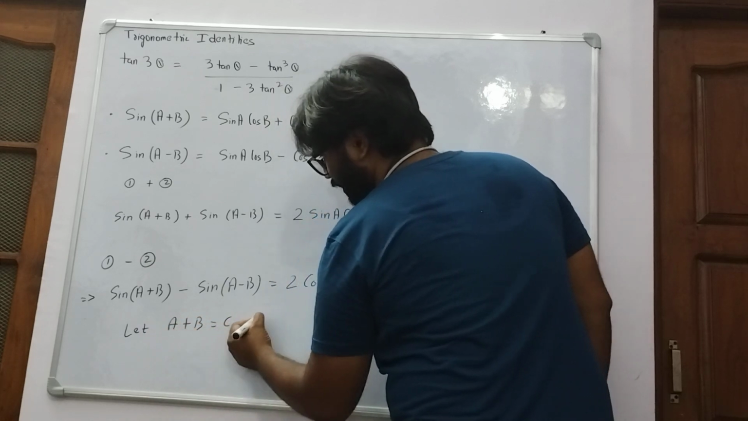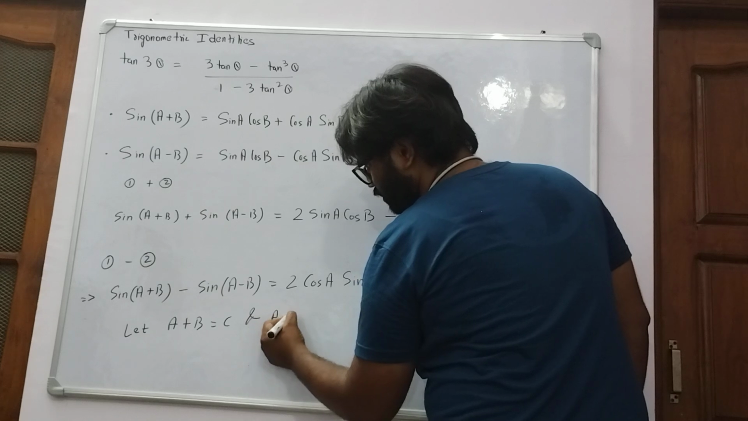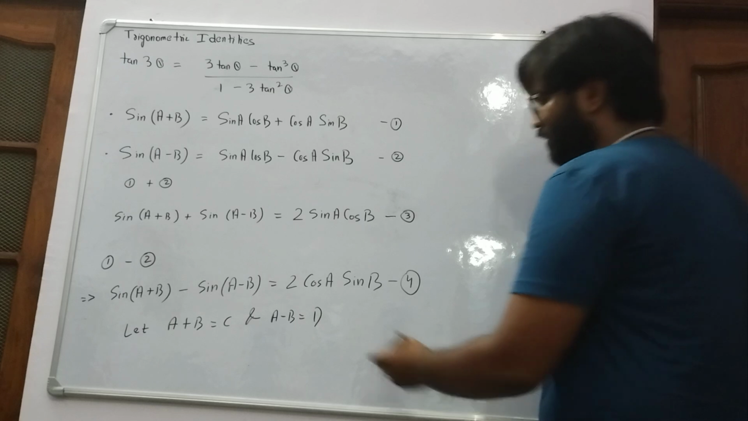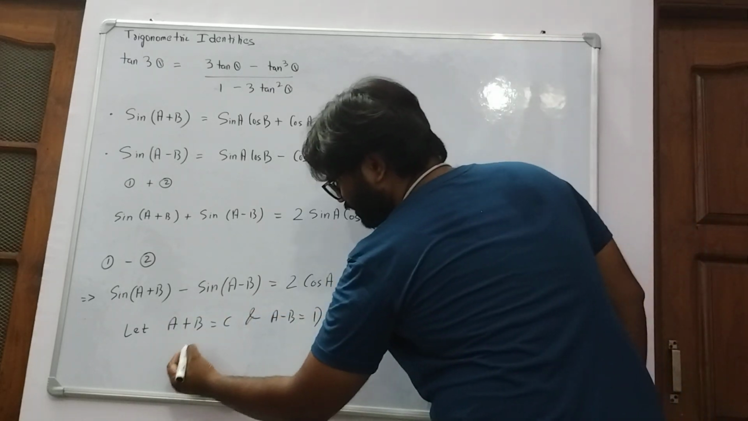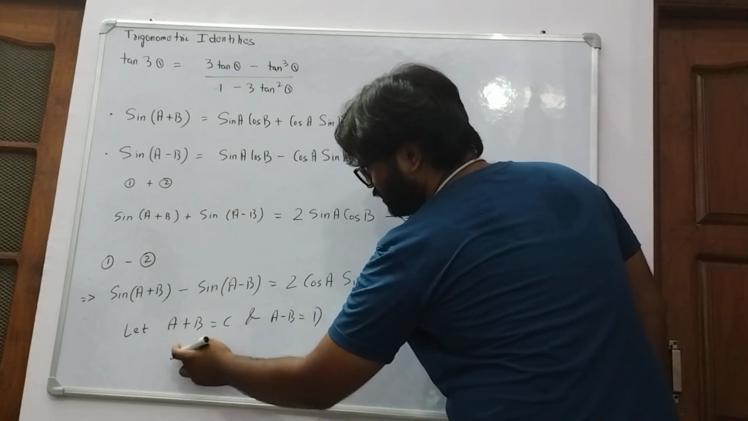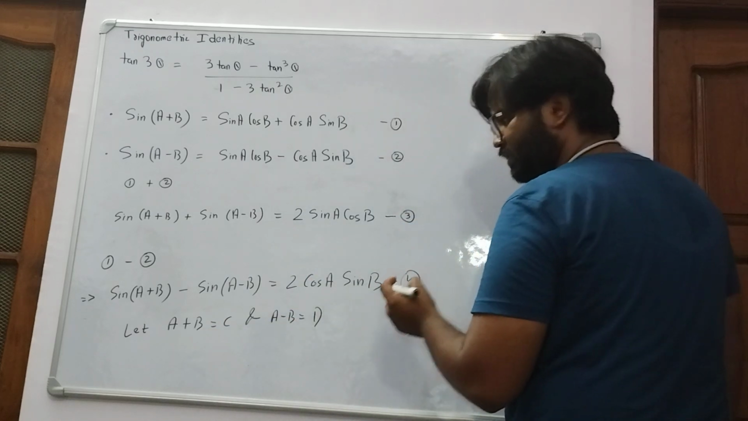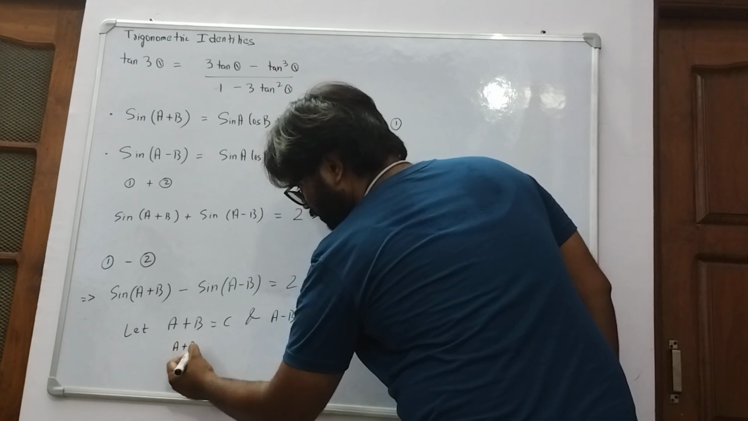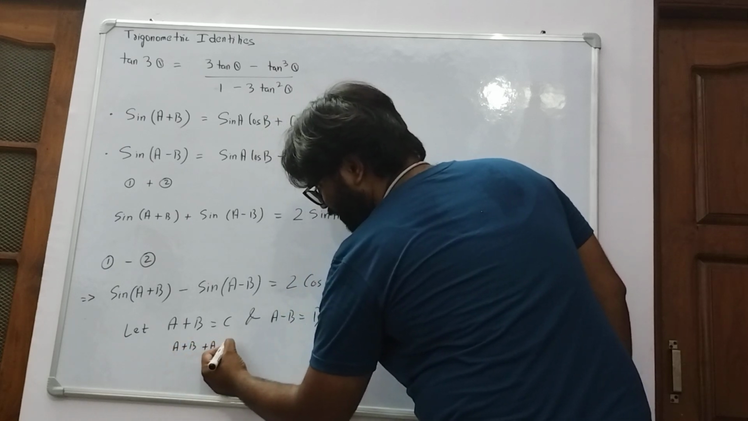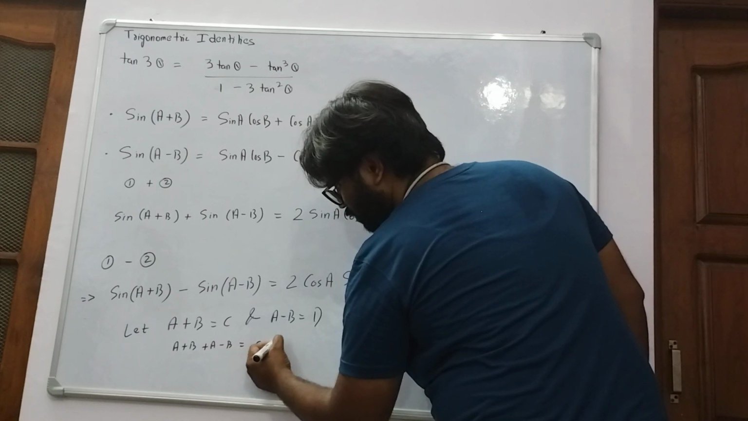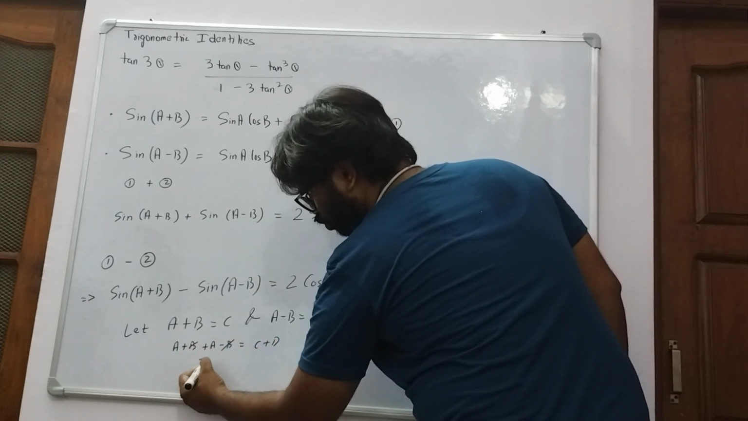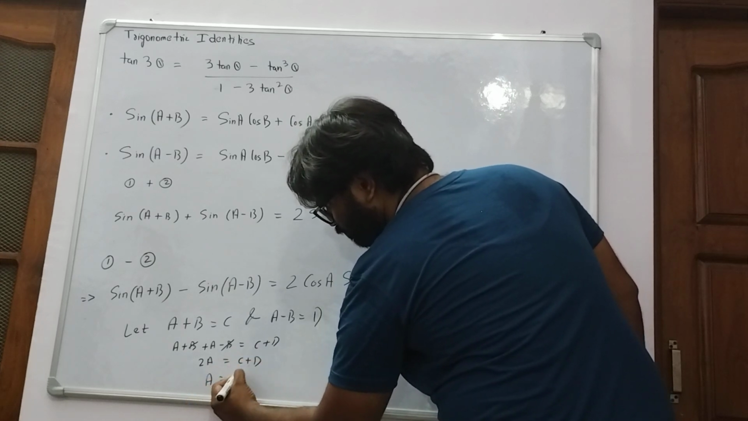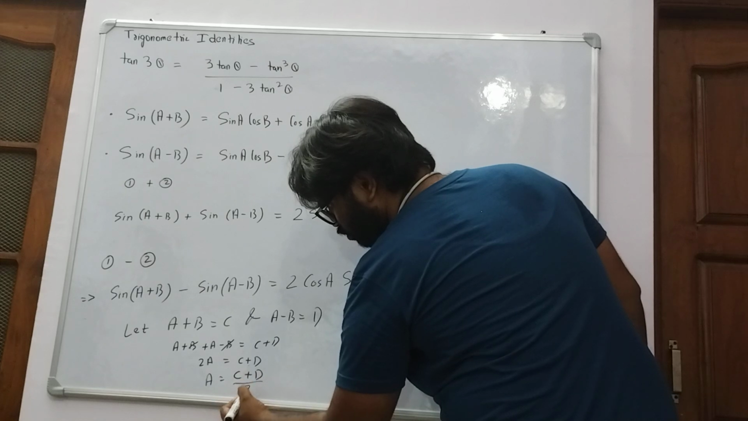is equal to c and a minus b is equal to d. So if we add these two, we will get a plus b plus a minus b is equal to c plus d. So b and b will get cancelled out. So 2a is equal to c plus d. So a will be equal to (c plus d) by 2.